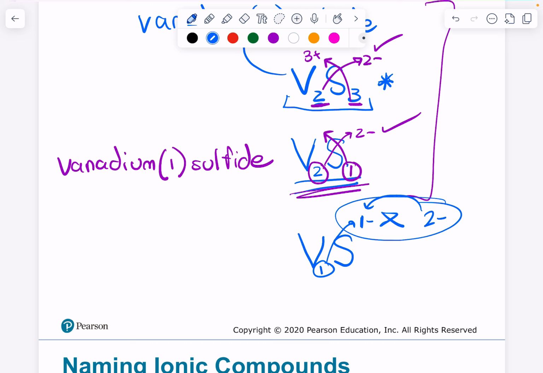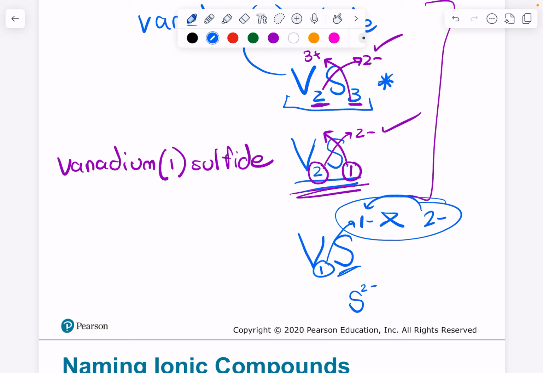I can explain it to you if you want. Maybe later on I'll explain an example this way. But if you get to this point where reversing the charges doesn't match up with what you know the nonmetal should be, then you probably want to approach it a little bit differently. And I would like to draw them out.